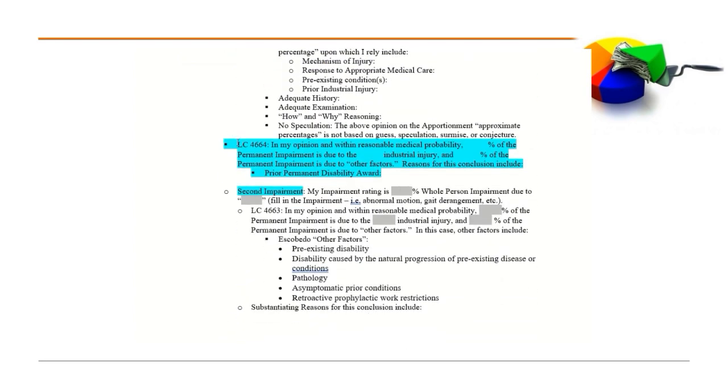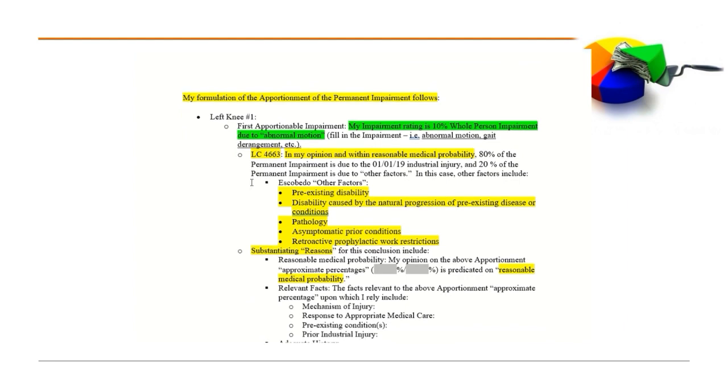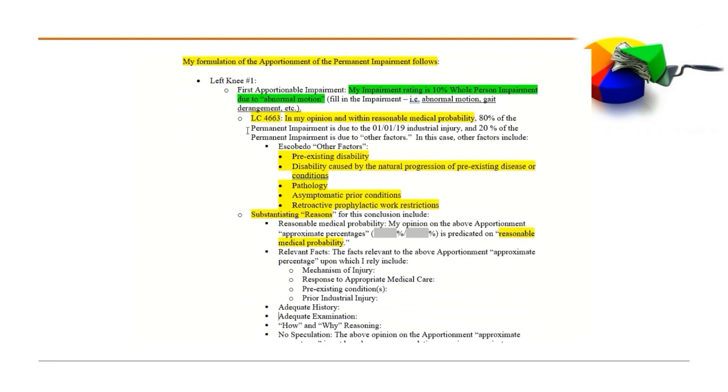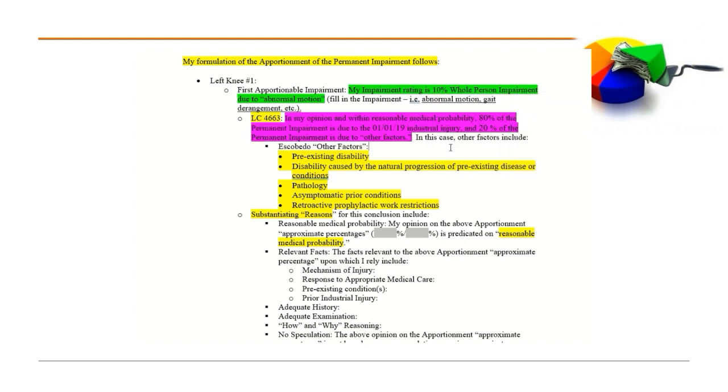then also later under 4664. These are the two labor codes that govern the apportionment here in the state of California. So let's focus on 4663 first. It tells us that we're going to follow our exact formula as described in the Escobedo case. We say that in my opinion and within reasonable medical probability, 80% of the impairment is due to the industrial injury and 20% is due to other factors. And this becomes the conclusory portion of the argument, of the opinion.